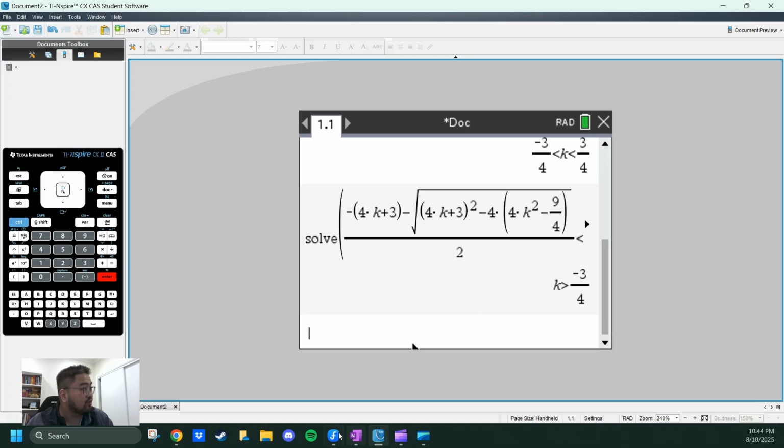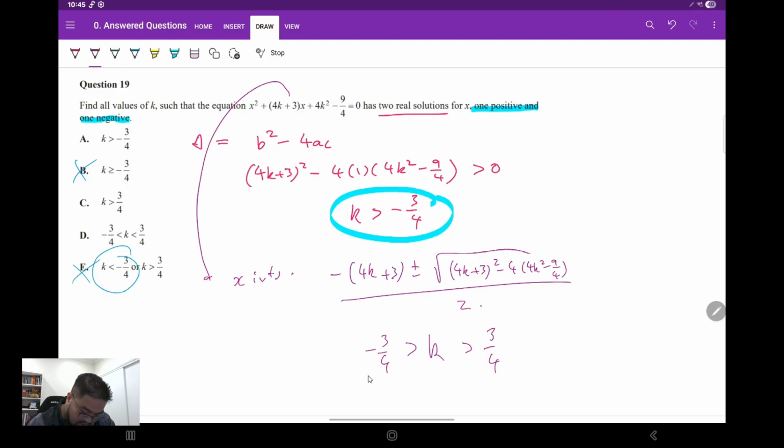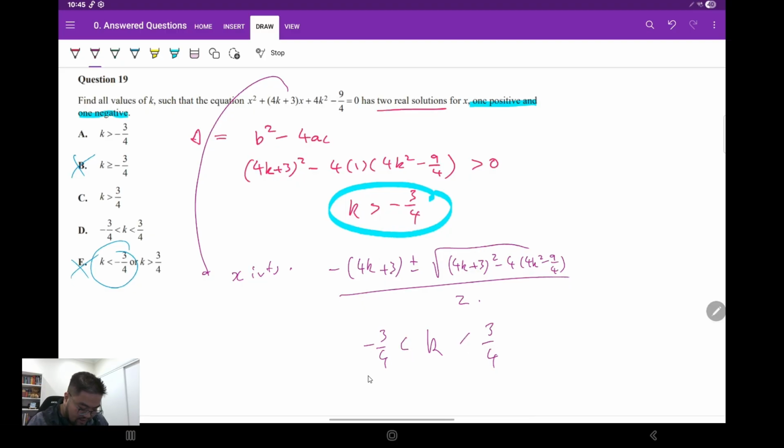So if we go back to our answers here, sorry, I should probably flip, this is the wrong way around. So our other solution was k is greater than negative 3/4. So for these two conditions to both exist at the same time, this is the main solution that we need to consider, because this already takes that into account. The answer for this one is in fact D.